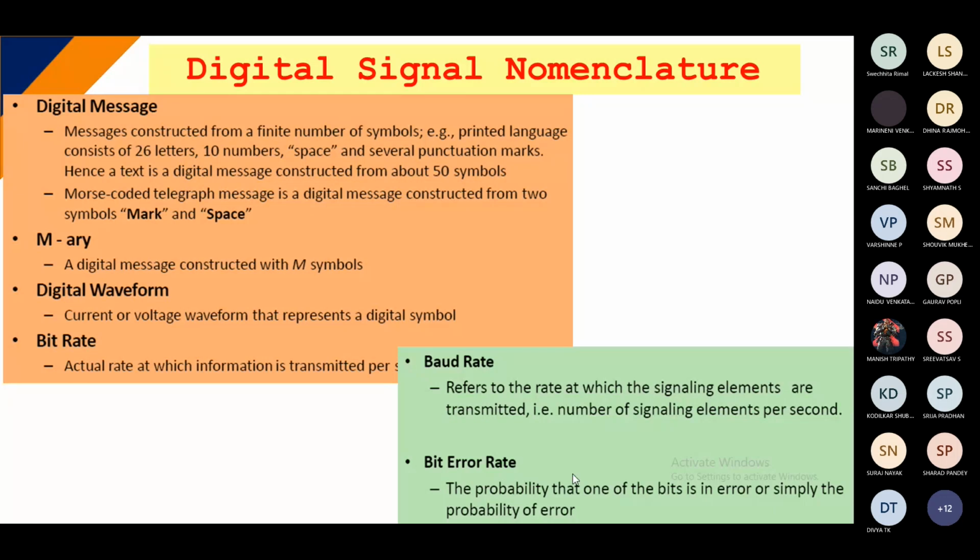And bit error rate, a very important thing, BER in short. Bit error rate is the probability that one of the bits is in error, or simply the probability of error. Suppose you are transmitting thousands and lakhs of bits, and there is a huge probability of error, a huge bit error rate, then basically we will assume that the system is corrupted. So we need to make sure that the bit error rate, or the probability of error, will significantly come down, or how we can make it come down at a certain pace. All right, so that is basically the system that we are talking about.